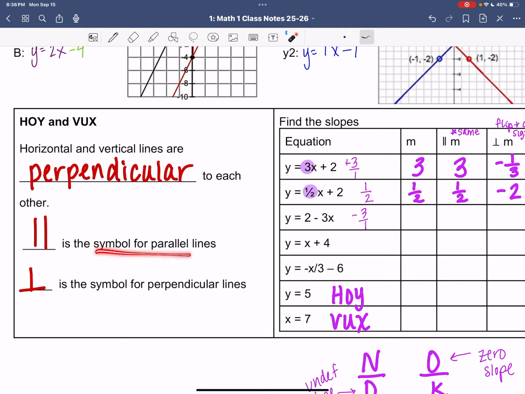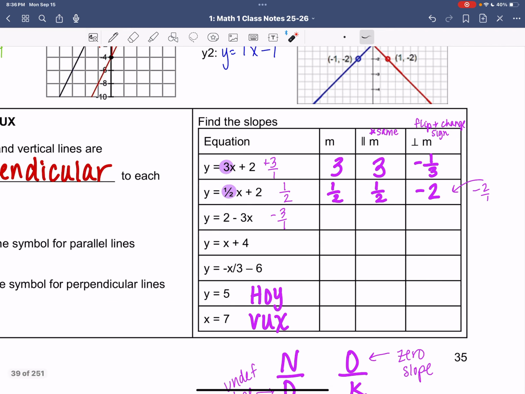The symbol for parallel lines, it looks like an 11. It's not an 11. It means parallel. And I remember that because I think of these like your parallel lines. The symbol for perpendicular, it looks like an upside down T. And that one you can make a right angle out of.